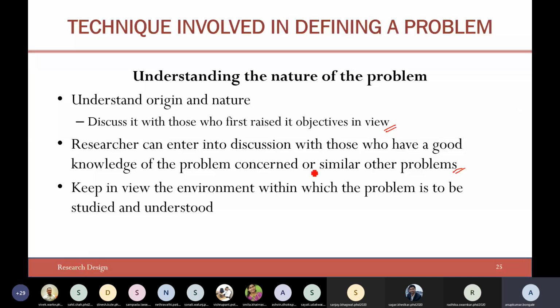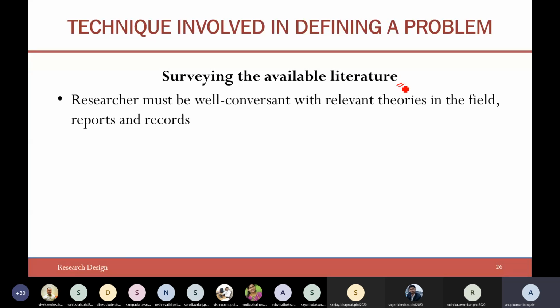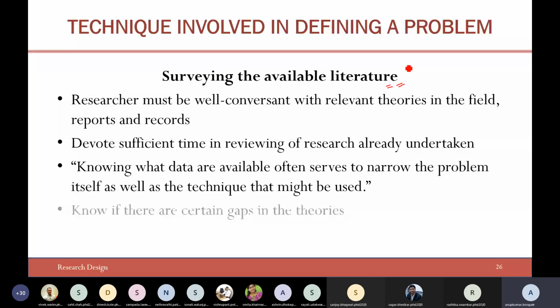Keep in view the environment within which the problem is to be studied and understood. And surveying the available literature: of course, there are so many different ways in which you can perform the survey. I think in future sessions, some other faculty will take detailed sessions on carrying out a literature survey, how to document it, and so on. But you should spend sufficient time in carrying out the literature review also.